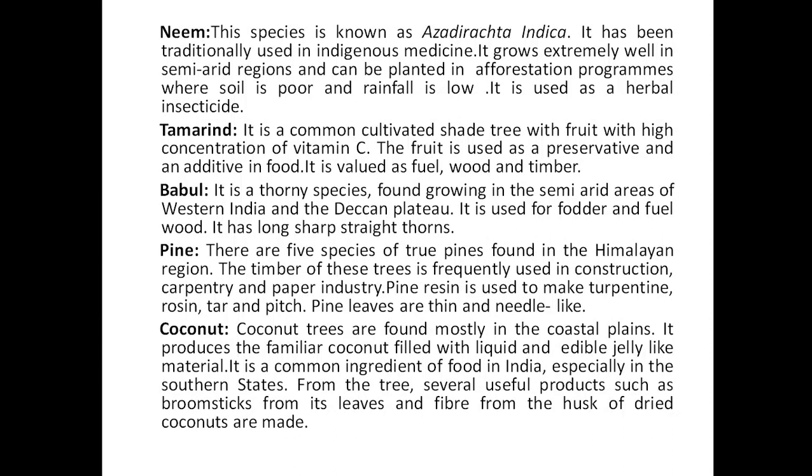Tamarind. It is a common cultivated shade tree with fruit with high concentration of vitamin C. The fruit is used as a preservative and an additive in food. It is valued as fuel, wood and timber. Babul. It is a thorny species which is found in the semi-arid areas of western India and the Deccan Plateau. It is used for fodder and fuel wood. It has long, sharp, straight horns.